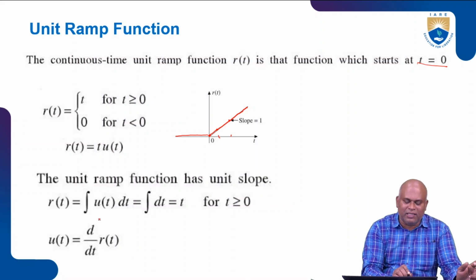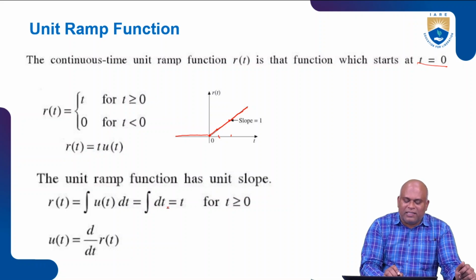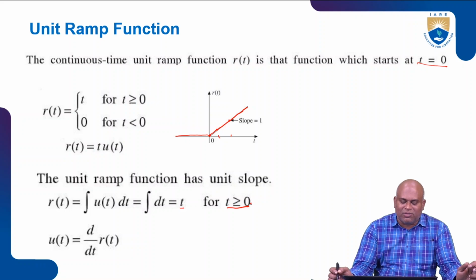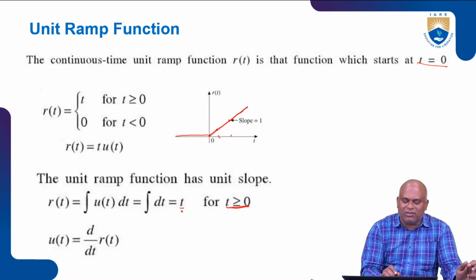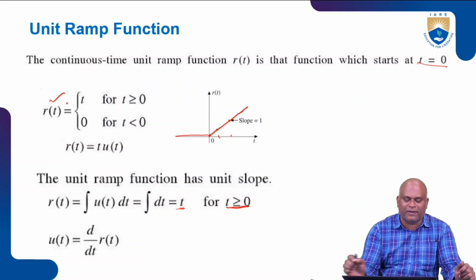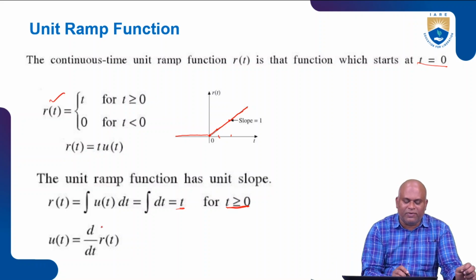When r of t is equal to the integration of u of t dt, which is equal to t for t greater than or equal to 0, and it is represented as 0 otherwise. This is going to satisfy this condition. So now, if you take u of t and integrate it, you get the unit ramp function.